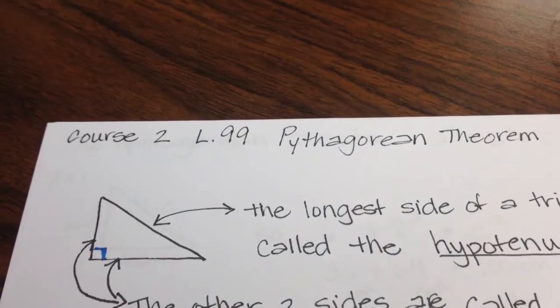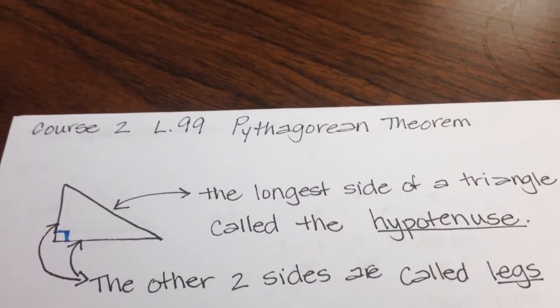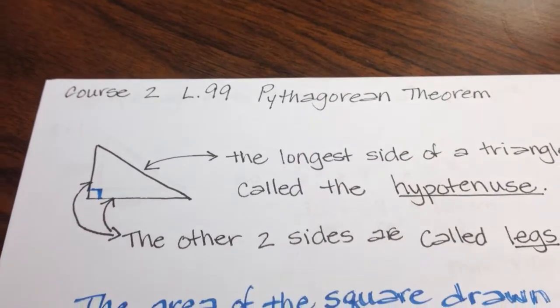Course 2, here we are again. The Pythagorean Theorem. Pythagorean Theorem. That's hard for me to say. Lesson 99. So what is it?